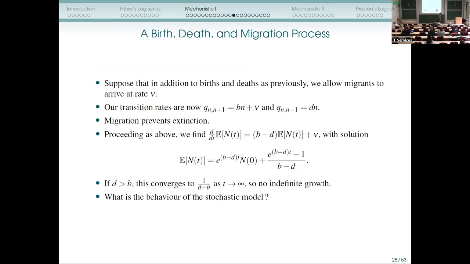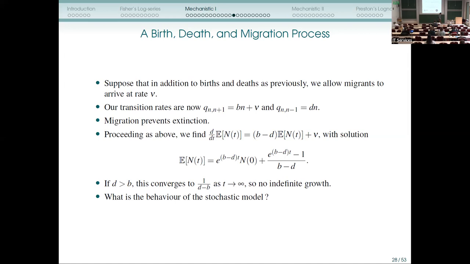So, not the simplest model, it's the simplest model plus epsilon. I now have migration from the mainland. I'm assuming there's a rate of migration, mu, that arrives from the mainland, giving me two types of events: not birth and death, but birth or migration, and death. Migration in this case is independent. I'm going to assume that migration is population independent.